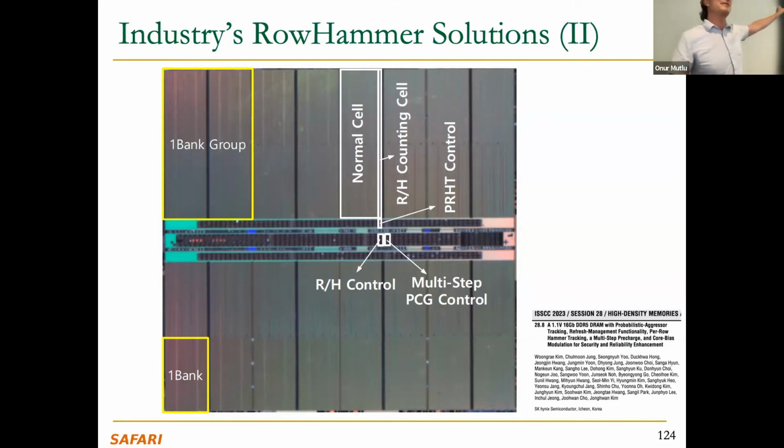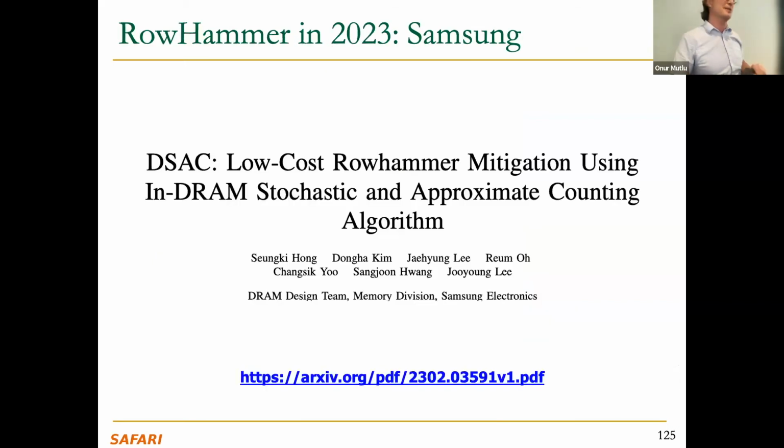But I believe the current DRAM interfaces do not allow this to be nice, let's say. We're going to talk about that. Of course, Samsung, after they saw SK Hynix's paper at ISSCC, they had to put a paper on arXiv that talks about their mechanisms. Their mechanisms are also an approximate counting-based mechanism, which is also interesting. This is very hard to read, but you can take a look at it.